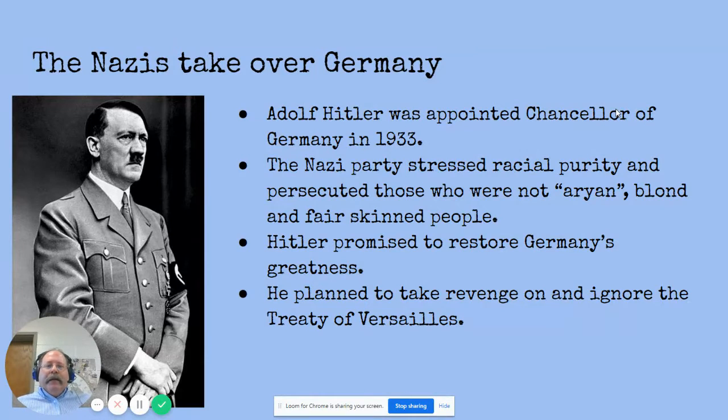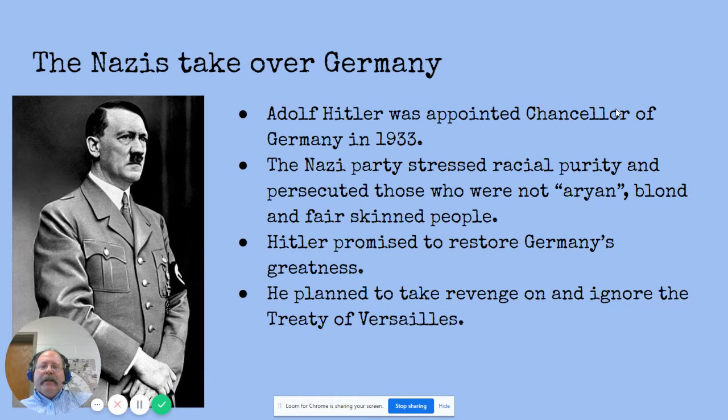So Hitler was appointed Chancellor of Germany in 1933 after the Nazis won the most votes in the German parliament. So he wasn't directly elected, he was appointed because the Nazis had the most people in the parliament. The Nazis were different. They had a very strong racist part of their platform.